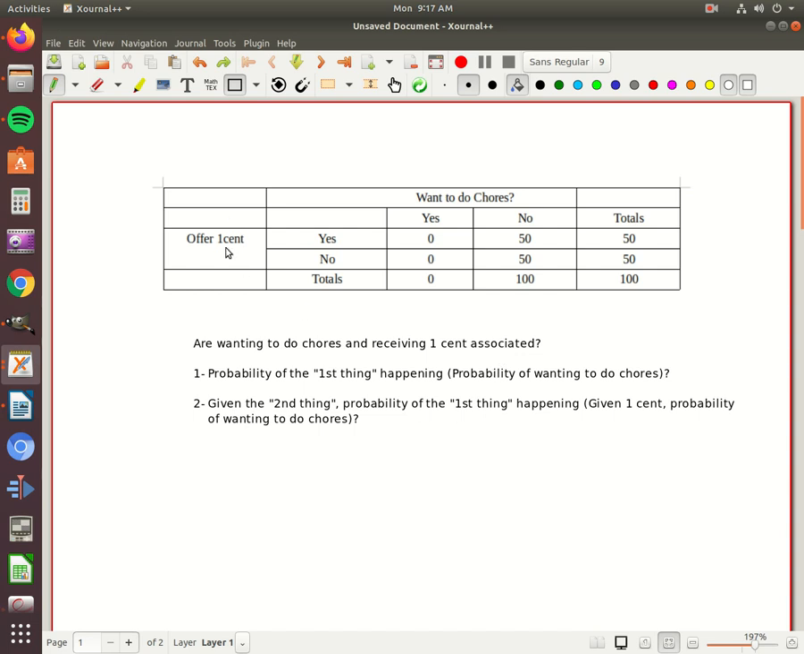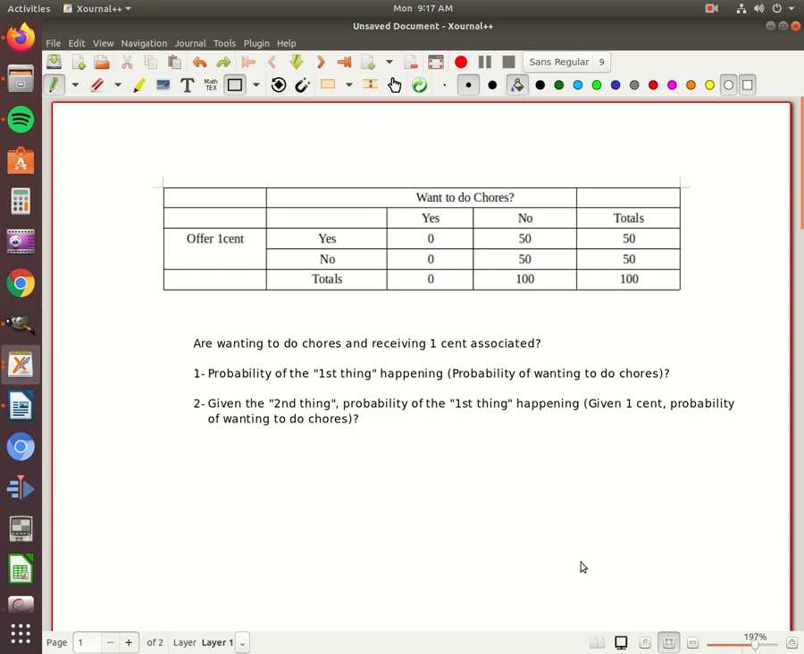And I would expect it to look kind of like this. Half the people I offered a penny to, and those 50 people probably would still not want to do chores, even though I offered them a penny. The people I didn't offer a penny to, I still would expect to not want to do chores. So I would expect no one to want to do chores, but I asked half the people, right? So what we can do is we can see if there's an association.